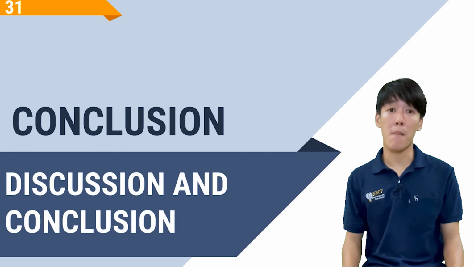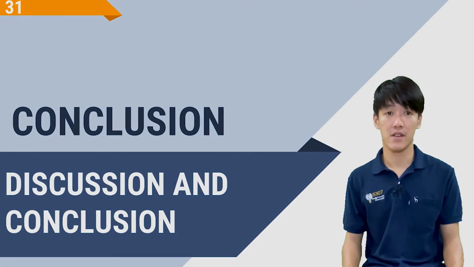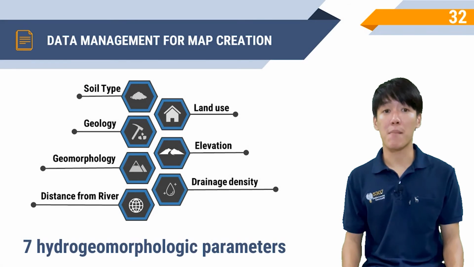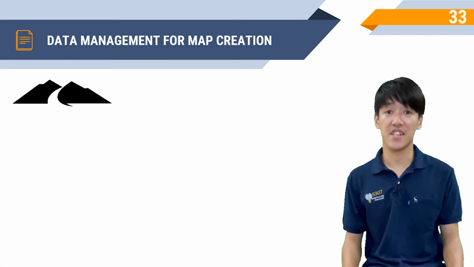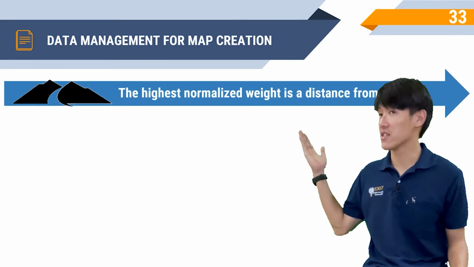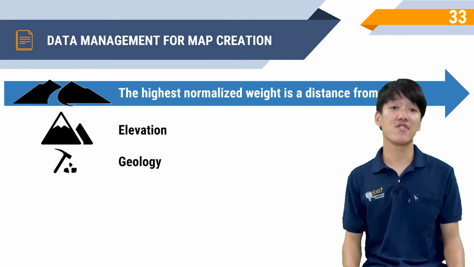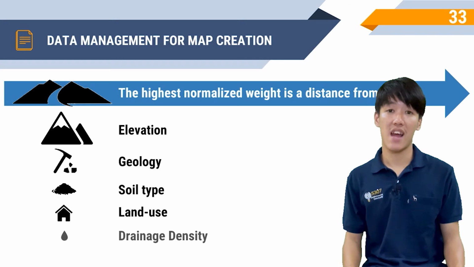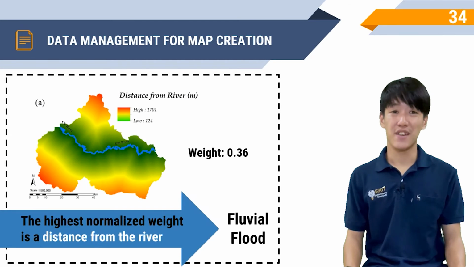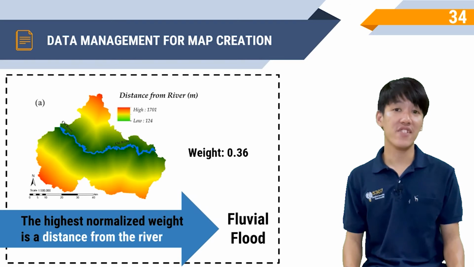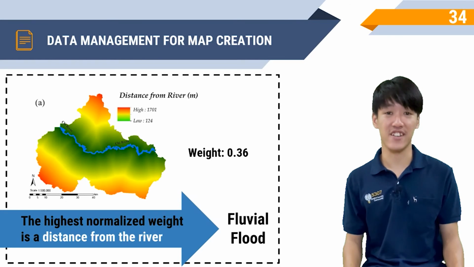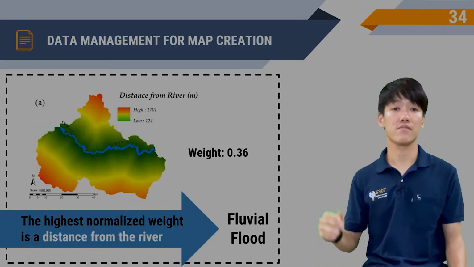Just a quick recap of my main points in conclusion. Seven hydrogeomorphologic parameters have been determined as the flood causative parameters in the CRB. The highest normalized weight in the study is distance from the river, followed by elevation, geology, soil type, land use, net density, and geomorphology, respectively. The fluvial flood is the dominant flood type in the study area because the most heavily weighted parameter in the flood susceptibility is distance from the river.